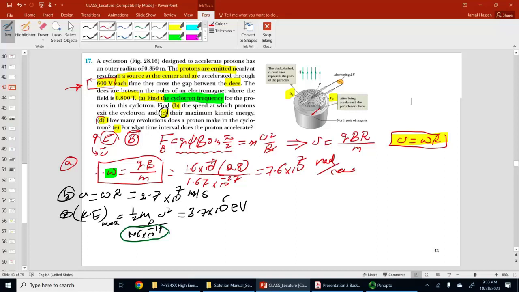D, how many revolutions does a proton make in the cyclotron? How many revolutions does a proton make in the cyclotron? Okay, so here the case. You need to understand the operation of the cyclotron in order to answer this question correctly.